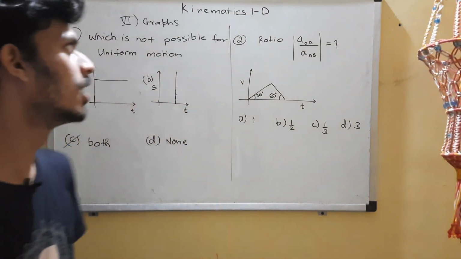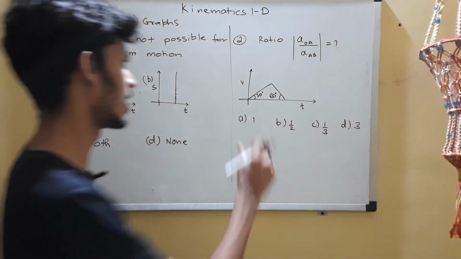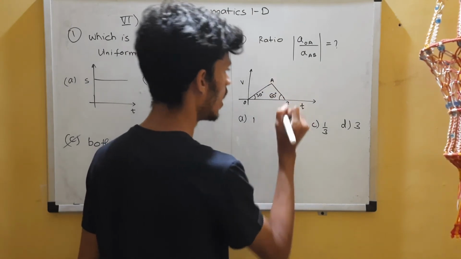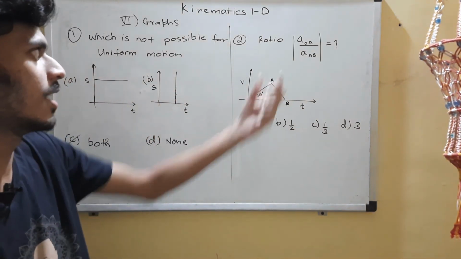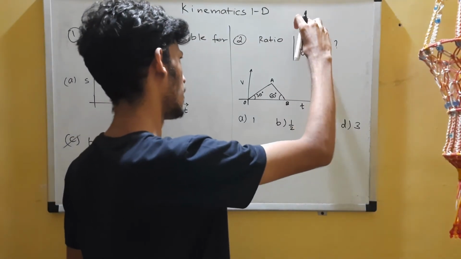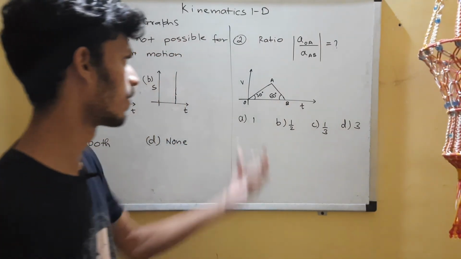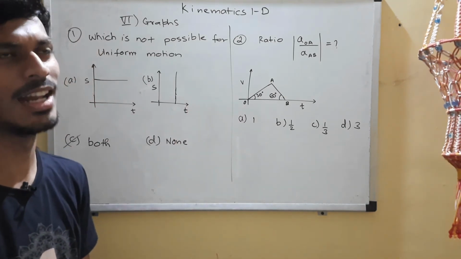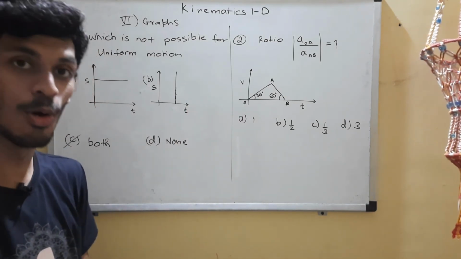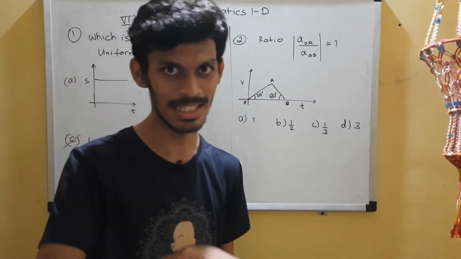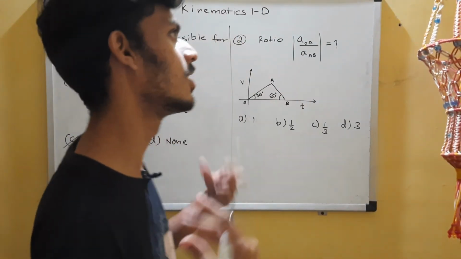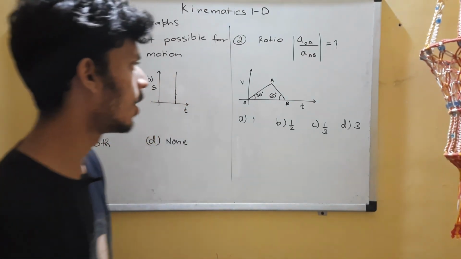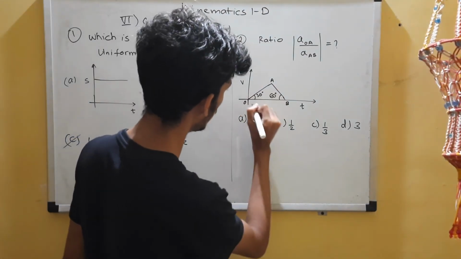Here you are asked for the ratio of acceleration in the part OA and in the part AB. You are supposed to find the ratio of the acceleration in part OA to part AB. If you see, this is a VT graph, and in a VT graph, the slope of that graph gives you the acceleration, right? So for a VT graph, the slope gives the acceleration. Let's find out what is the acceleration in OA part.